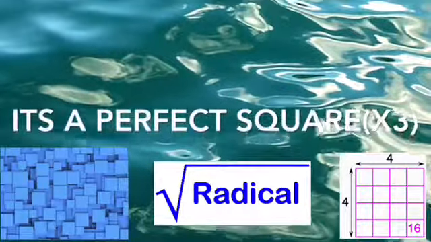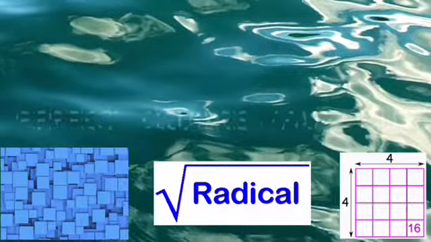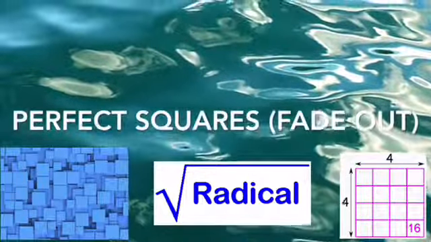25 squared is 625. It's a perfect square. Here and there and everywhere. Perfect squares. Perfect squares. Perfect squares.